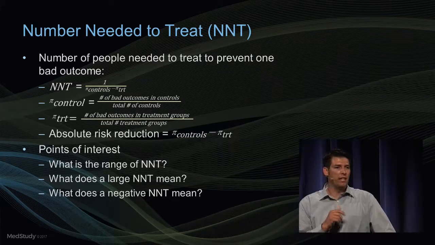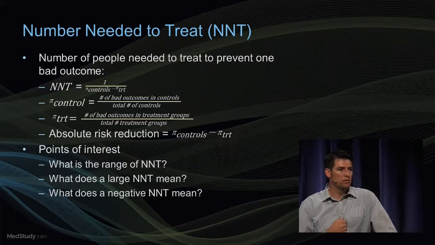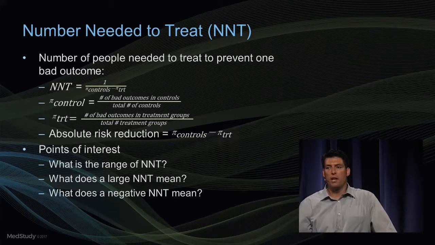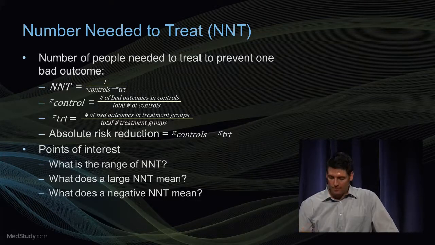What does a negative NNT mean? The proportion of bad outcomes among the treatment group was actually higher than the proportion of bad outcomes among the control. So we don't typically report negative NNTs. Anybody know what we call those? We call that number needed to harm. Right? So the treatment is actually doing worse than the control.